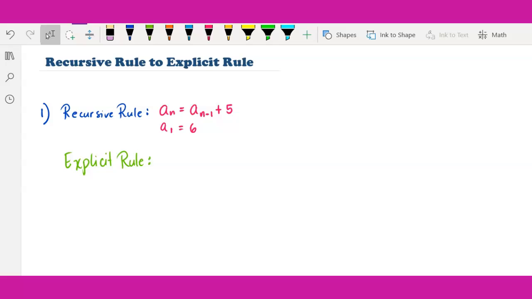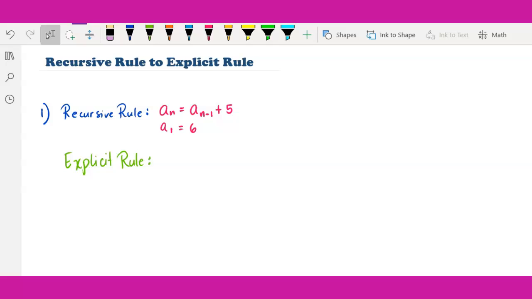For example, if the recursive rule is a sub n is equal to a sub n minus 1, the term before, plus 5, in order to get the number after that, you're going to have to add 5. That's what the recursive rule is telling you. Now, if you know that the first term, a sub 1, is equal to 6, you can list all the other numbers after 6.